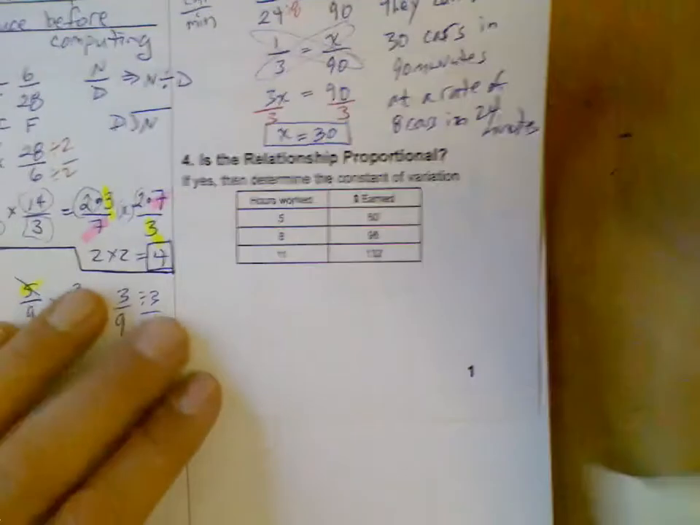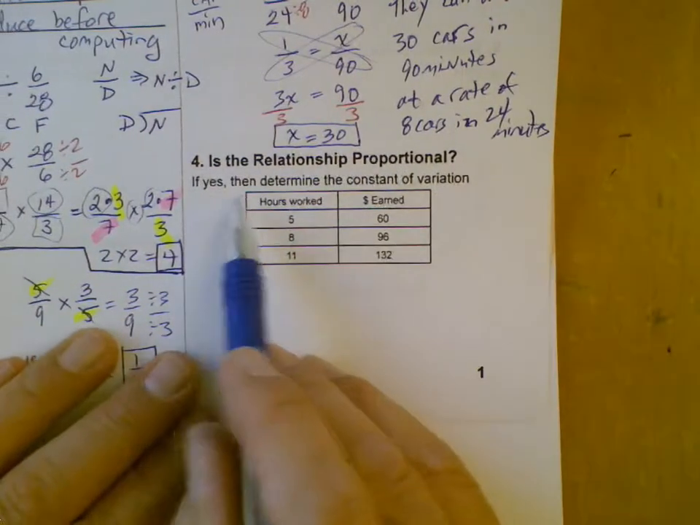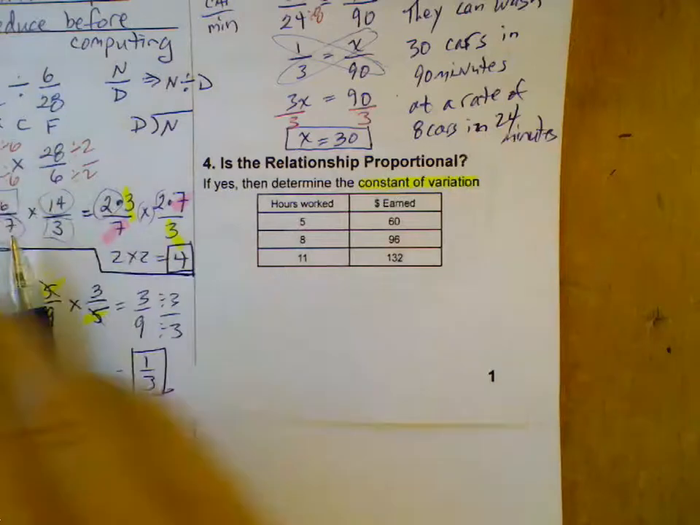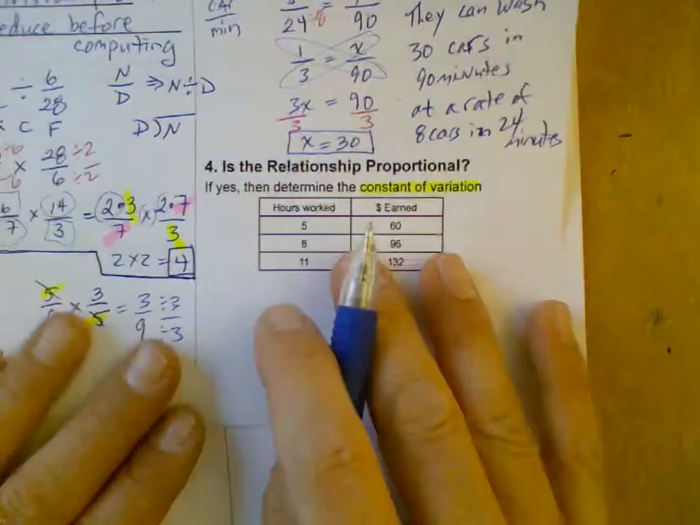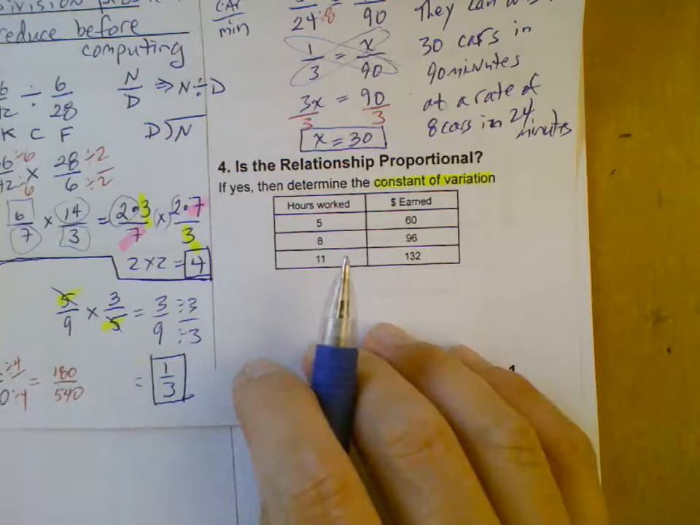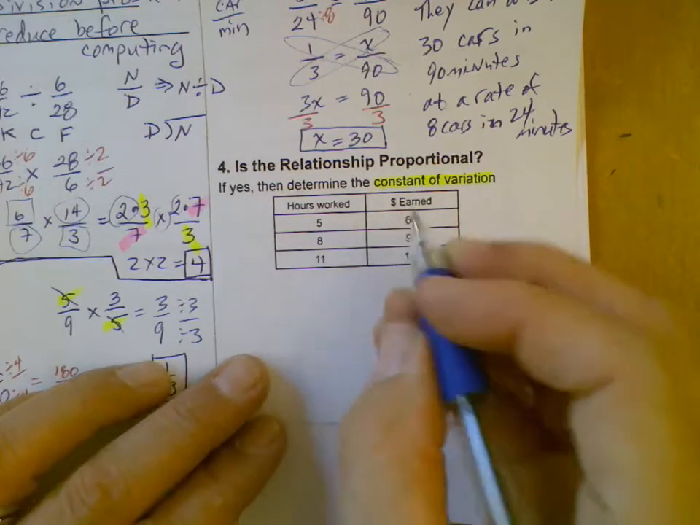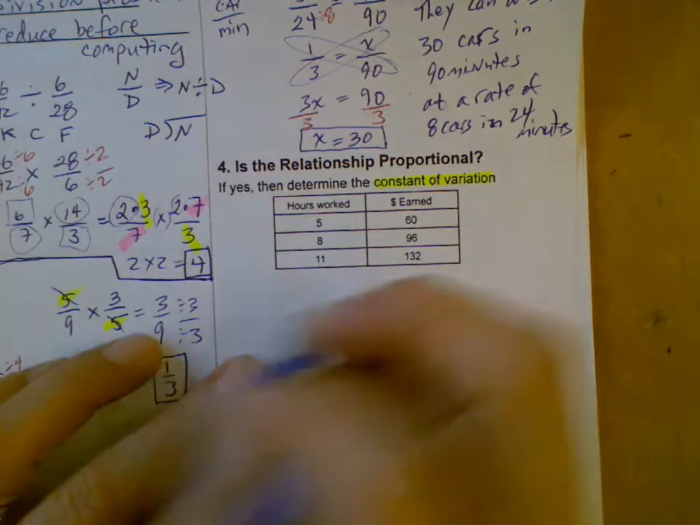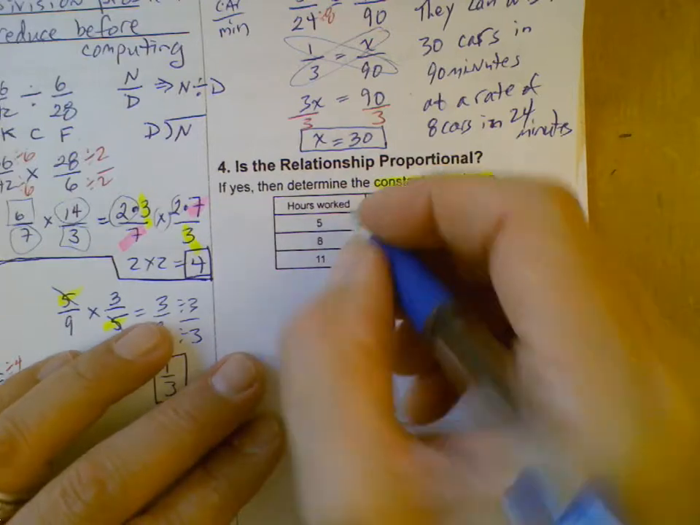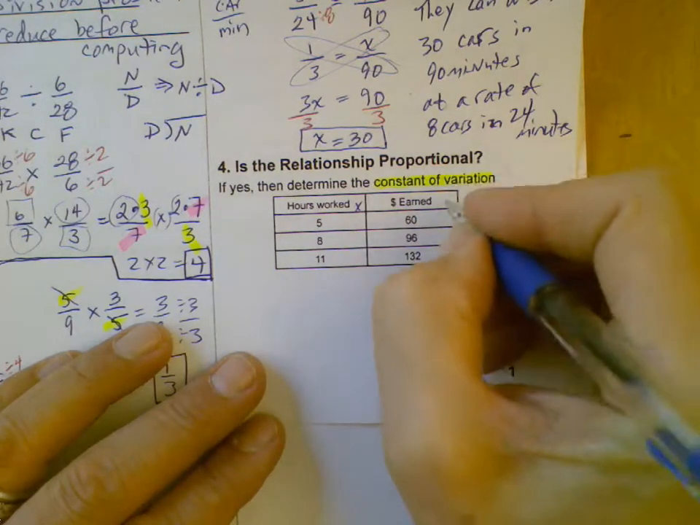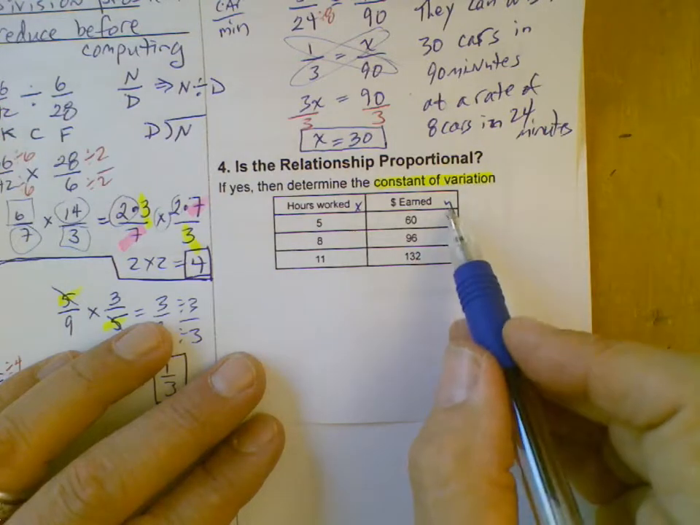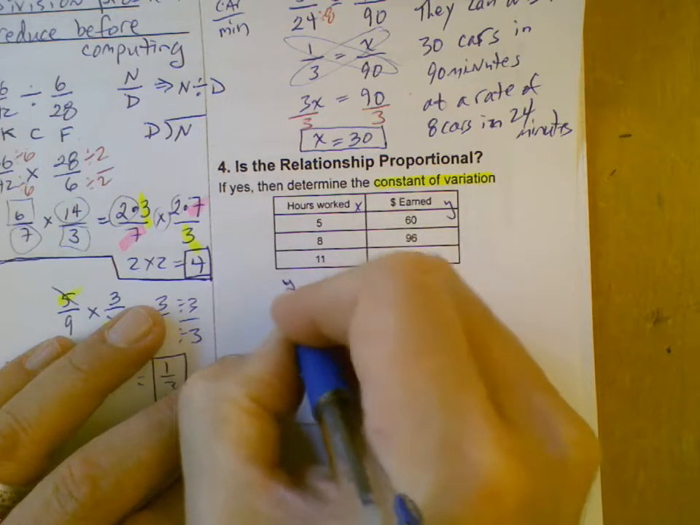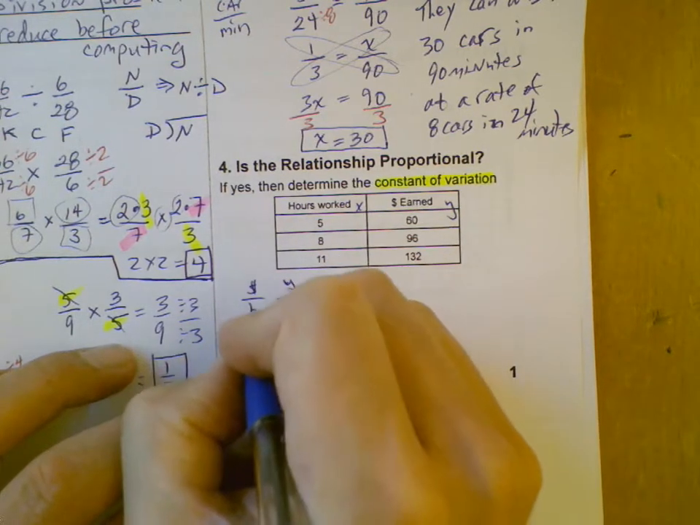Next question, we're done with this first page. Is the relationship proportional? If yes, then determine the constant of variation. Ooh, there's that constant of variation. So in order to check if a relationship is proportional, the ratio of the quantities will be the same. So I need to set up, I'm going to let hours worked be my X, and let my dollars earned be Y. And usually that's typical. The amount of money I earn depends on how many hours I work. So I need to check this ratio, the ratio of Y to X, that is dollars to hours.